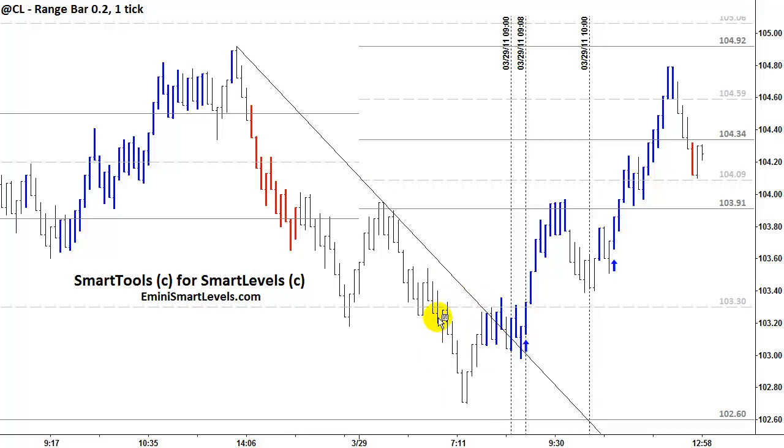You can see the market came down in the overnight session, couldn't quite reach the 102.60 position trading level before reversing higher into the news. And once the market broke through this trend line, one would expect the market to pull back and test it again, which indeed it did.